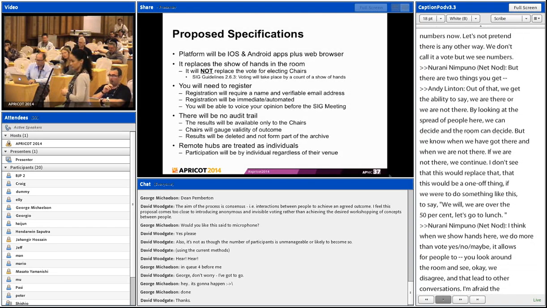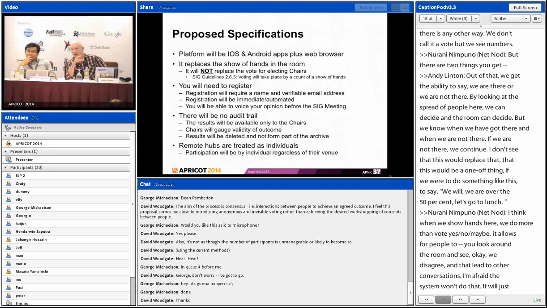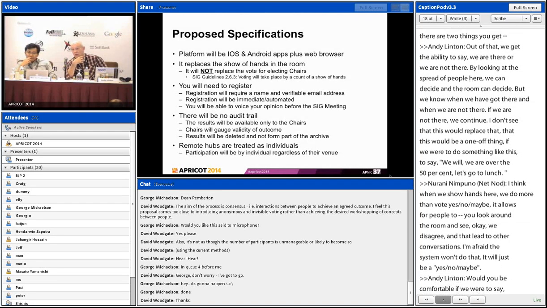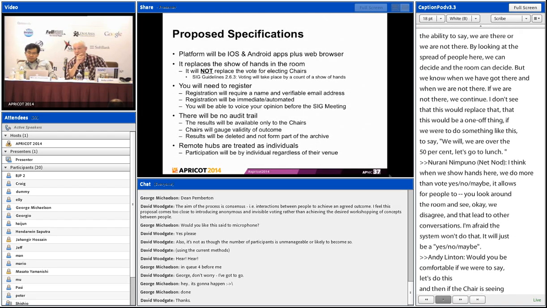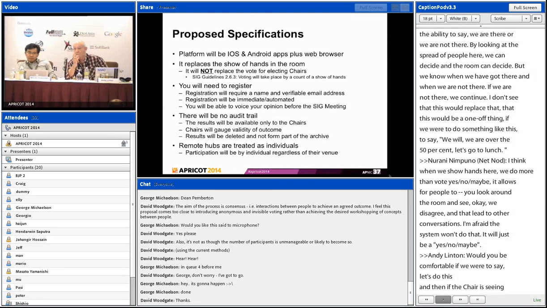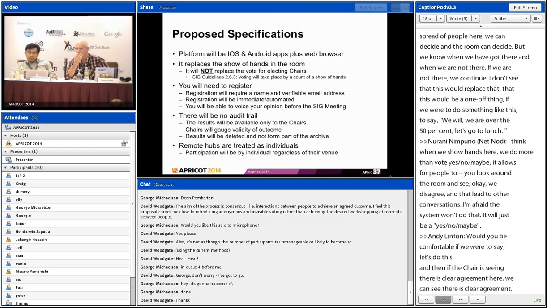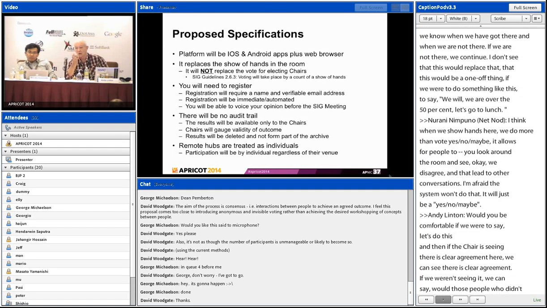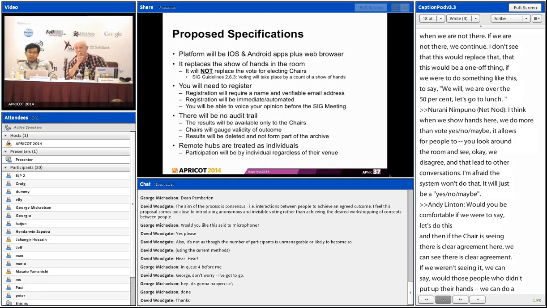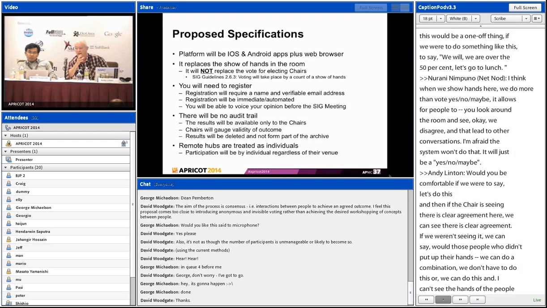So would you be comfortable if we were to say, let's do this, and if the chairs were seeing clear agreement here, we would say, we can see that there's clear agreement. And if we weren't, we could ask those people who didn't put their hands up. We can do a combination. We don't have to do this or that, we could do this and that. But I can't see the hands of the people who are in their pajamas, as Adam described it. And I can't see the hands of the people who are in the chat room. And we might get some more. I'd be curious to know how many people actually did have in the chat room.